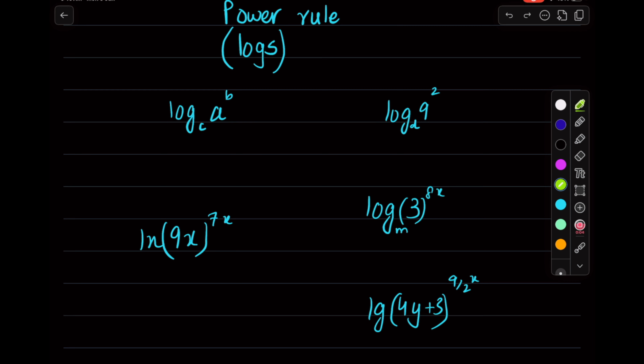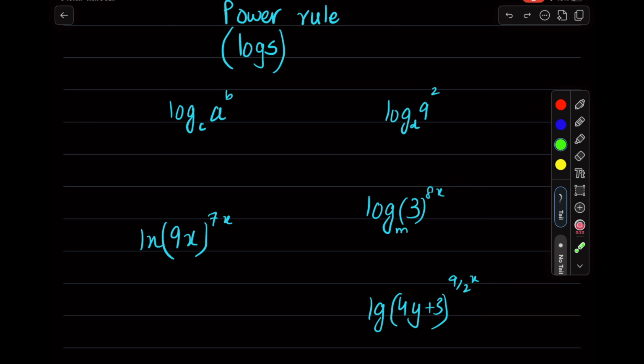So let's continue with the chapter of logarithms and take a deep dive into the power rule of logarithms. Let's assume a scenario where you have log with the base of c and the argument of a raised to the power of b. So how do you solve these types of questions where you deal with powers on the whole terms?